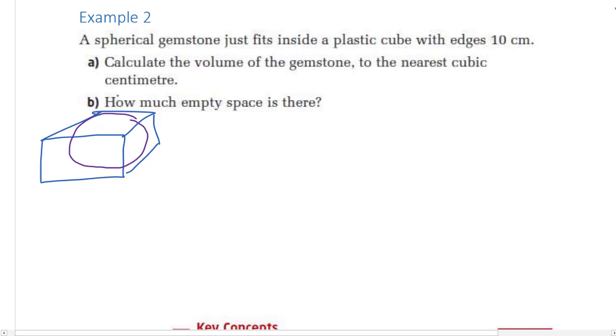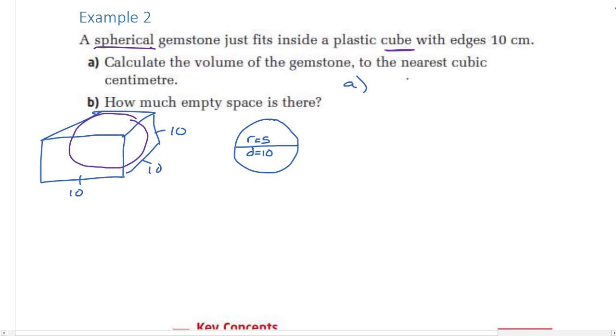A spherical gemstone, so a sphere, fits just inside a plastic cube with the edges all 10 centimeters. So every side of this cube is 10, 10, 10. And what they want us to realize is that the sphere's diameter, since it fits just inside, is also 10, to fit right inside. So that's the diameter, which means the radius is half of that. The radius is 5.